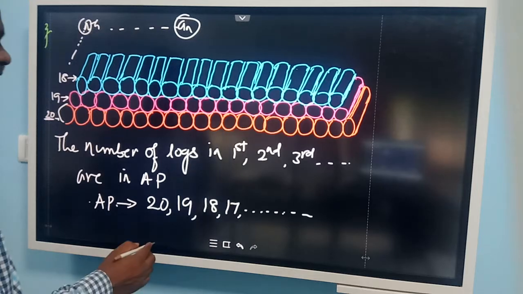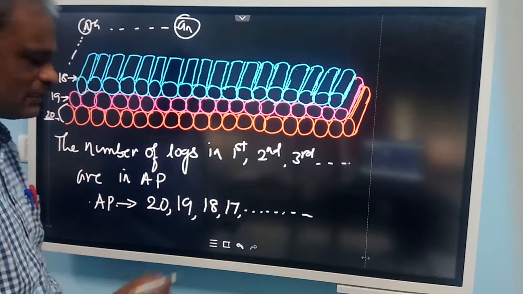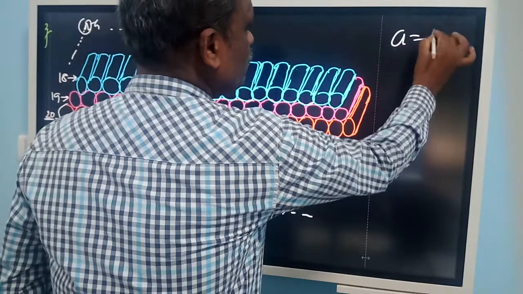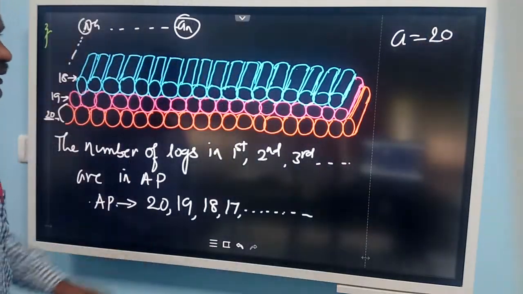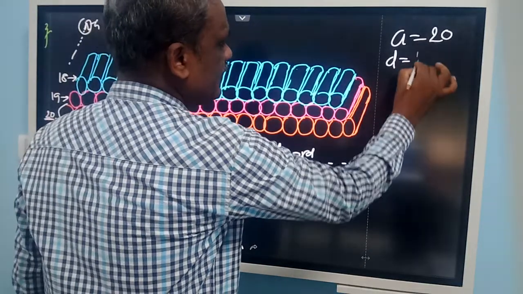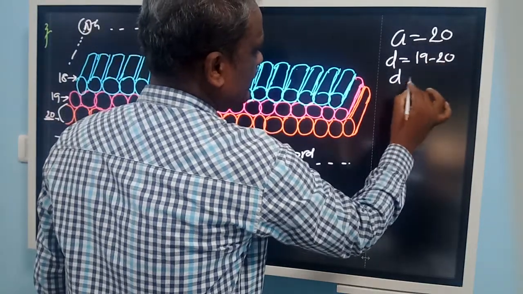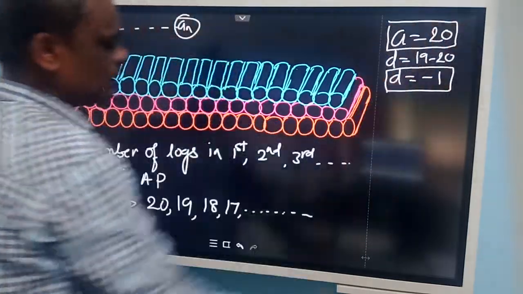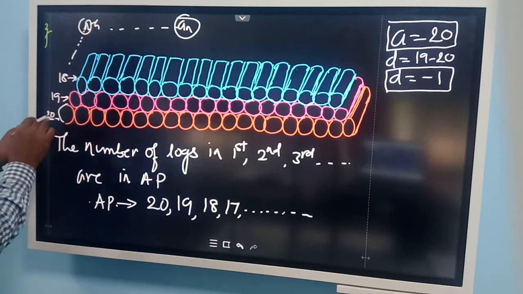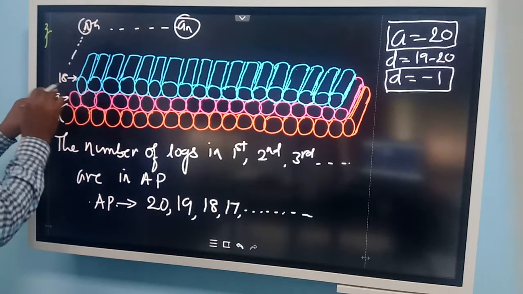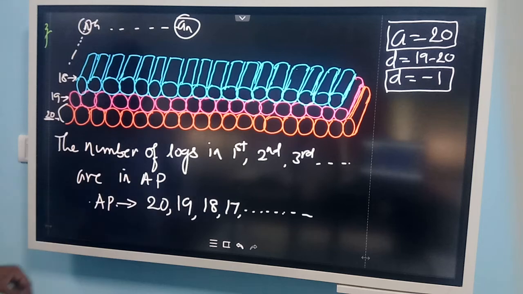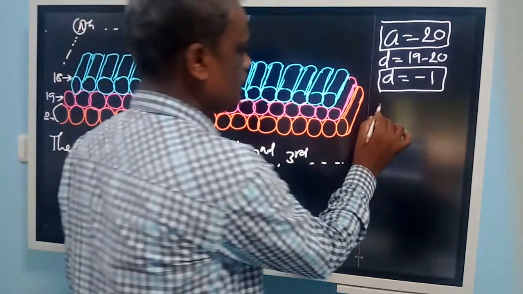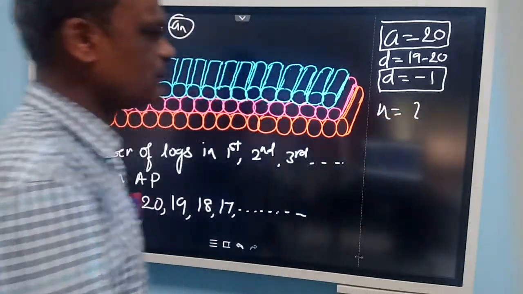So what is the data that is given? According to that you can collect here. Since it is in arithmetic progression, you can write the first term a is equal to 20. Common difference d is equal to 19 minus 20, which is d equal to minus 1. So you got the a value and the d value. First row 20, second row 19, third row 18. Then in which row is the last row? That means n you have to calculate.